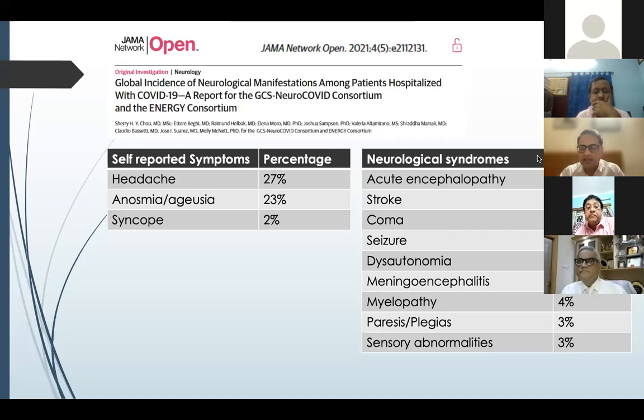And they also listed a number of disease conditions which can develop following a COVID infection, like acute encephalopathy, stroke, coma, seizure, dysautonomia, meningoencephalitis, myelopathy, some different types of paresis or plegias, and sensory abnormalities. This list can be longer, and we will come up with more information on this.